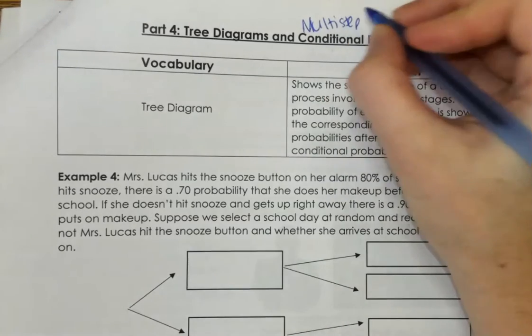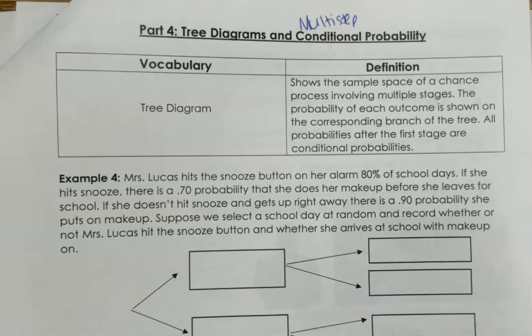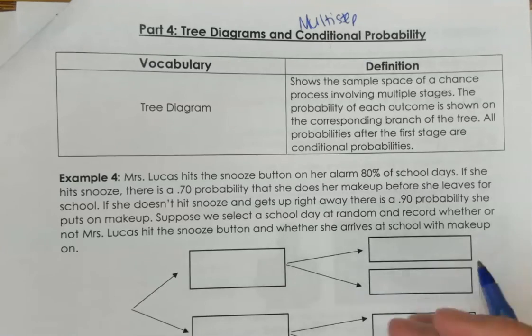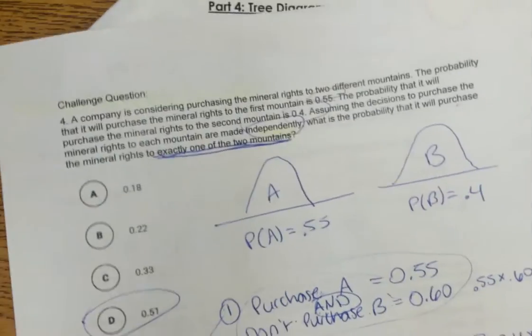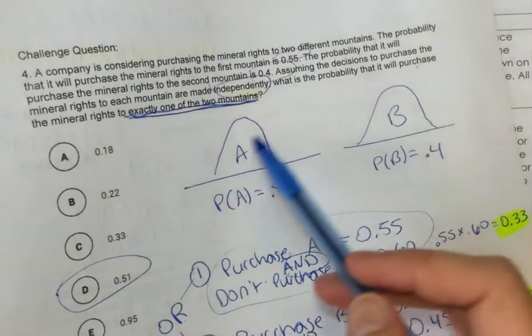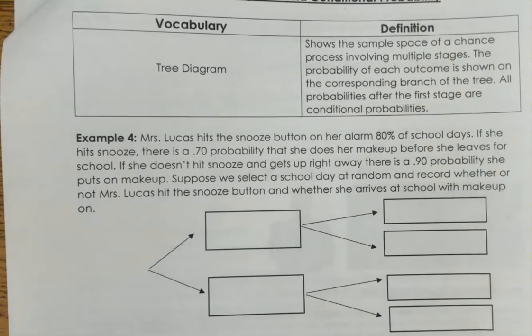Multi-step, multiple steps. All right, a tree diagram helps us to see what's going on visually. I always, like, if you guys notice on that exit ticket, it helped me to just draw out my two scenarios of mountain A and mountain B, even though this really is nothing to me but a picture. So I always draw pictures or some sort of visual diagram, Venn diagram, to help you understand what's going on.